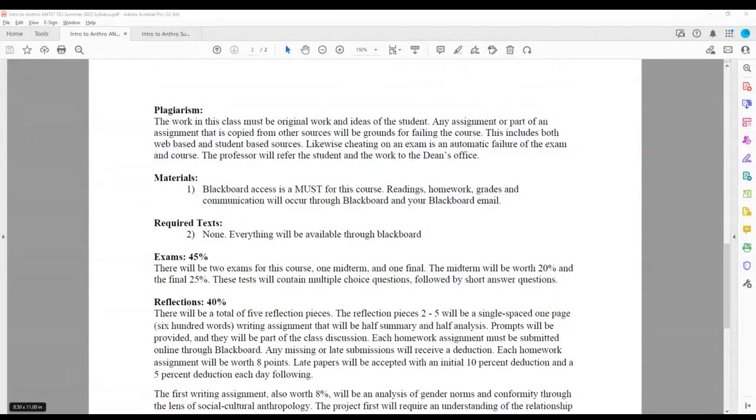Now, the only materials you need for this class is Blackboard access. You have to know how to use Blackboard. If you do not know how to use Blackboard in this class, you need to get out because Blackboard is essential. Your homework is going to be on Blackboard. The lecture is going to be on Blackboard. The tests are going to be on Blackboard. The quiz is going to be on Blackboard. Everything's going to be on Blackboard. All right, so please, please, please make sure you know how to use Blackboard.